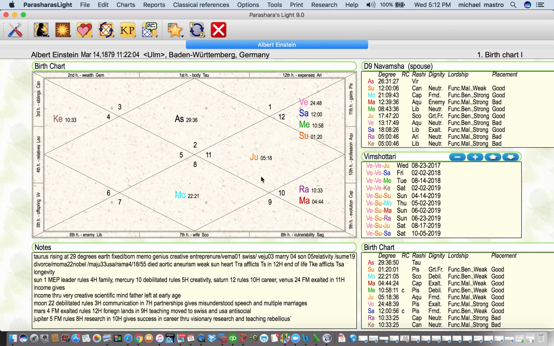Saturn, which is ruling the house of career, and in this house of income, gives good discipline and focus, which he definitely had. But also, Saturn is weak, because it's afflicted, and we'll go into that in a minute. Venus is one of his functional malefic planets.